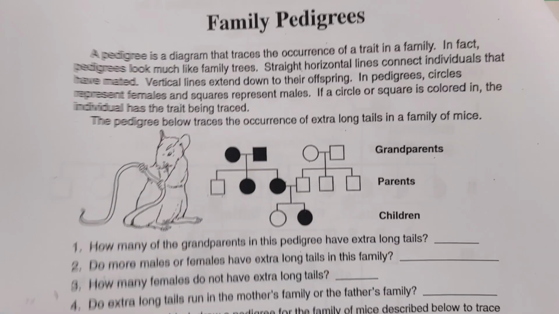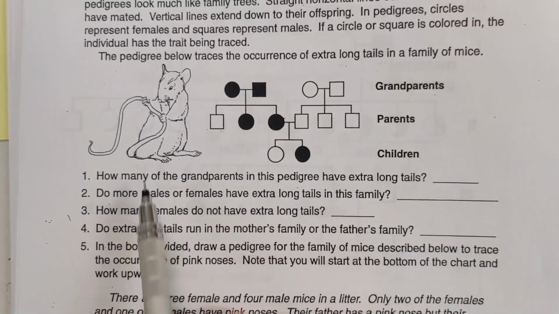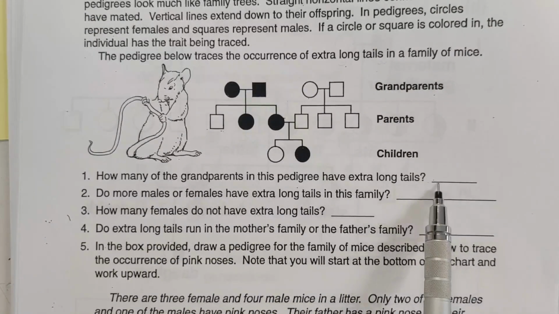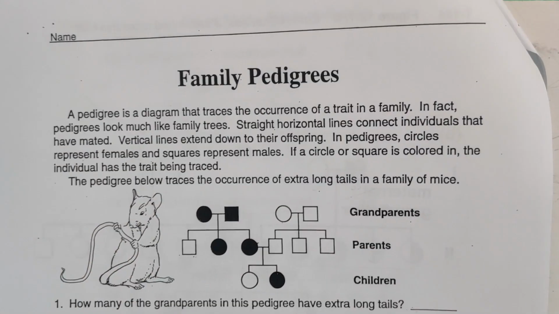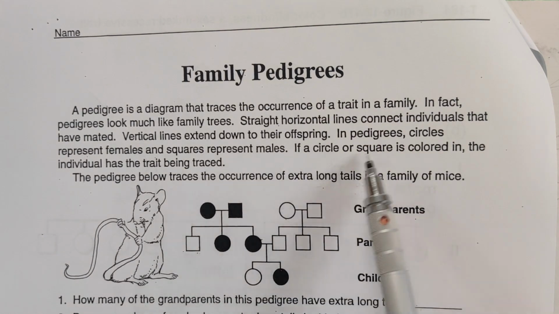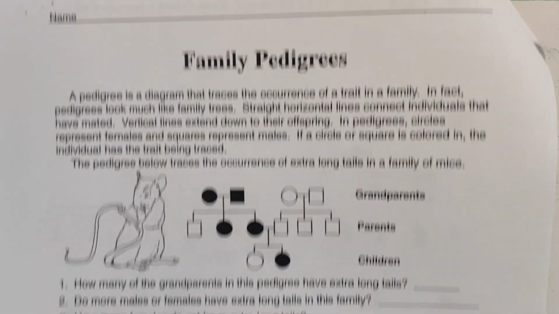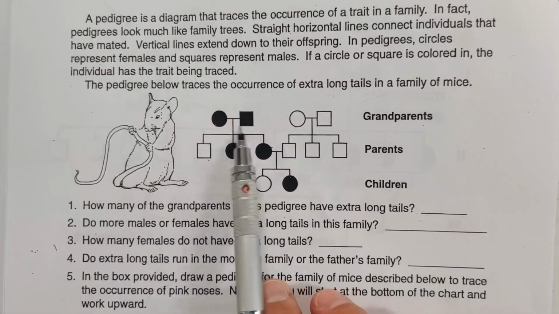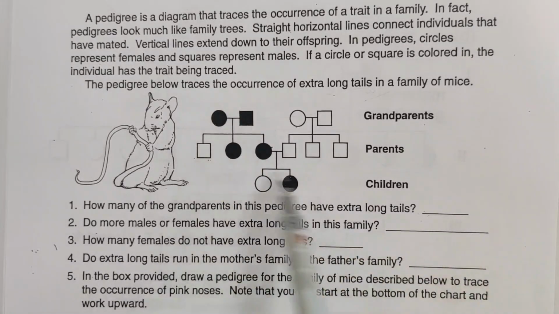And now this sheet here with the mouse, this sheet is much easier than what we've just done. So I want you to do this quickly on your own, okay? So this is grandparents, parents, and the children, right? How many of the grandparents have extra long tails? You can read what this says, right? A pedigree traces connected marriages. The pedigree below traces the occurrence of extra long tails. How many of the grandparents have extra long tails? 2 tails. Do more males or females have them? Well, that's up for you to decide looking at circles versus squares.